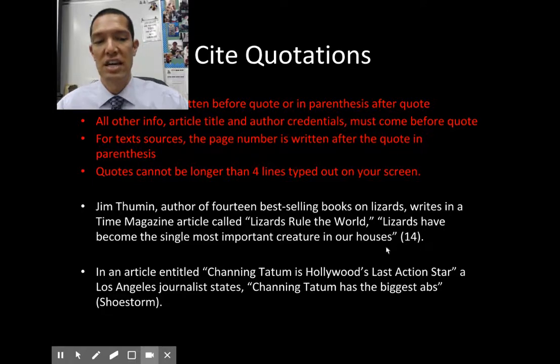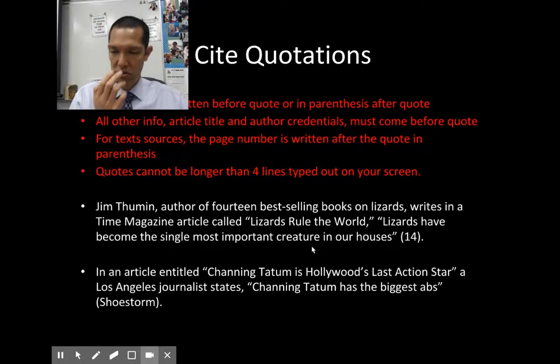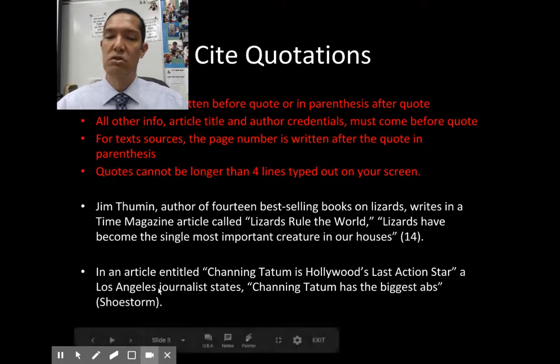No punctuation at the end unless it's a period or an exclamation point. Then you cite it. This is from a text source, so it's page 14, and then the period goes after the citation. Okay. If there's no citation, then you have to put a period and it goes inside the quotation marks. That's how it goes. And then my second example is in an article entitled "Channing Tatum is Hollywood's Last Action Star." Again, that's the title of the article.